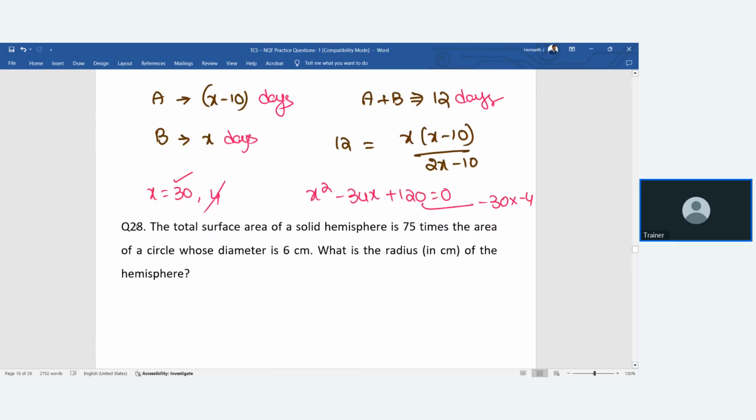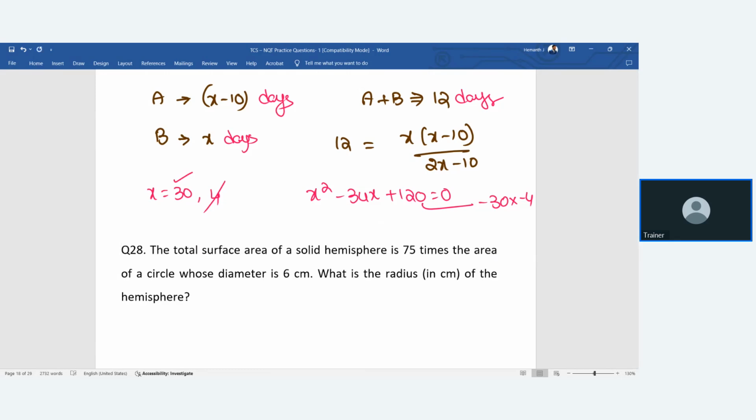Next one, an areas and volumes related question. Alone given, together means this is the shortcut: product divided by summation. Next one, what's the answer for this?